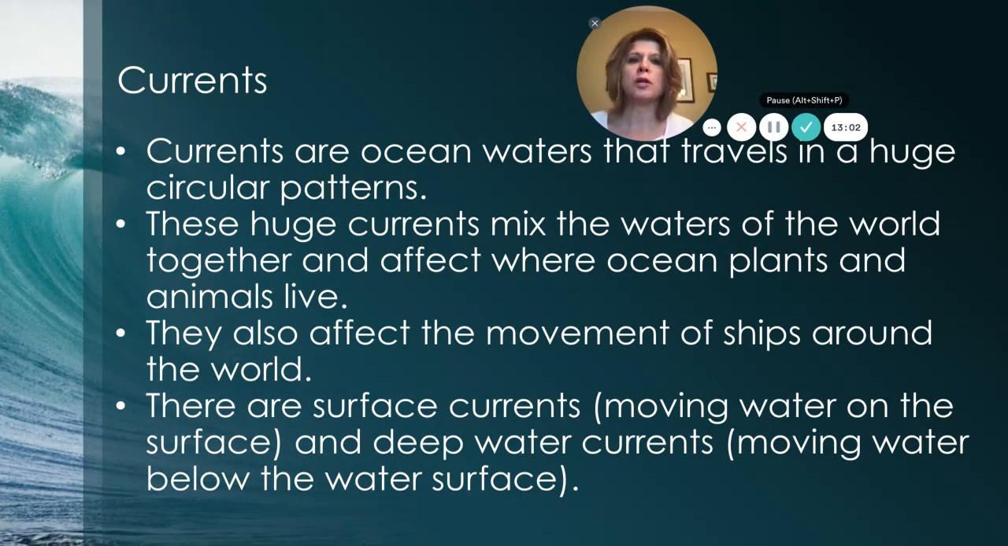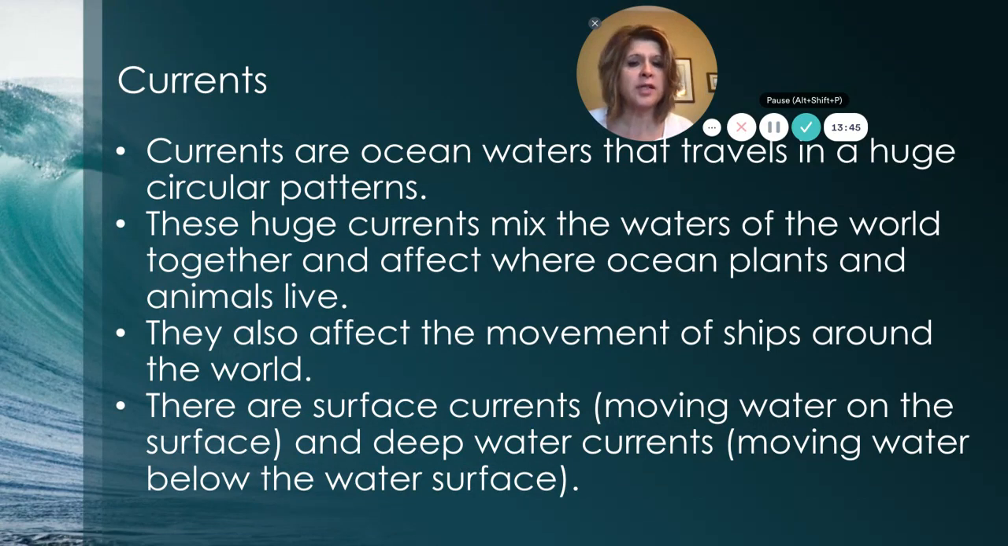All right, the third ocean motion in the ocean is that of currents. Currents are ocean waters that travel in huge circular patterns, meaning in a circle formation. These huge currents move water of the world together, affecting the ocean's plants and the animals' life. They also affect the movement of the ships around the world. So they help move animals, because some animals don't have the ability to swim. They also help us with shipping, allowing the ships not to have to use as much energy, but use the energy of the ocean.